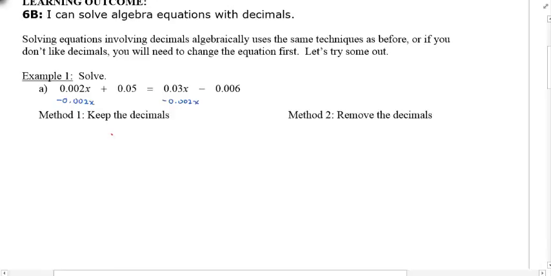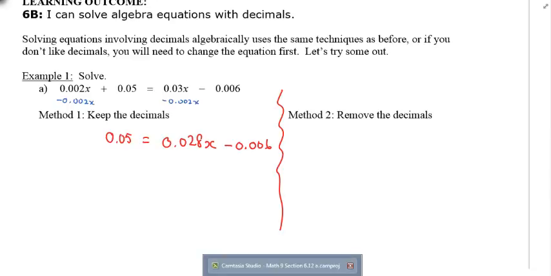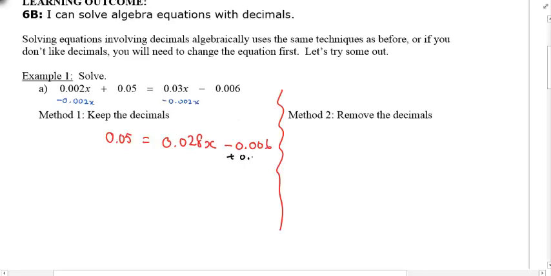That means that now, on my left-hand side, I'm still going to have 0.05. 0.03 minus 0.002 is, I believe, 0.028x minus 0.006. So that's what we have so far. Okay, notice we've now isolated x on one side of the equal sign. I have to move the 0.006 to the right-hand side. So 0.056 equals 0.028 times x.